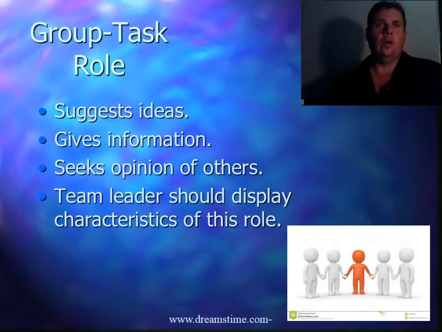Group task role. This role has leadership properties and the dedicated team leader should assume this role. The group task member suggests ideas, gives information, or seeks the opinion of other team members. Although the team leader should assume this role, others in the group can also display this role. An example of this role is the initiator contributor, who proposes new ideas or changes ways of doing things.